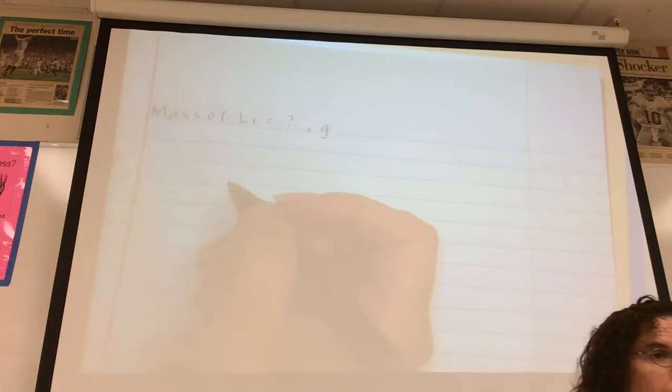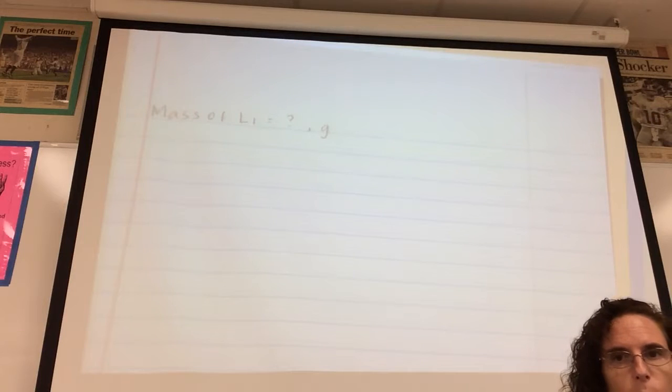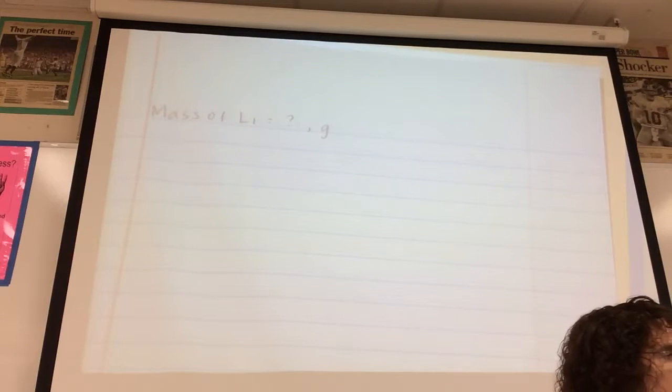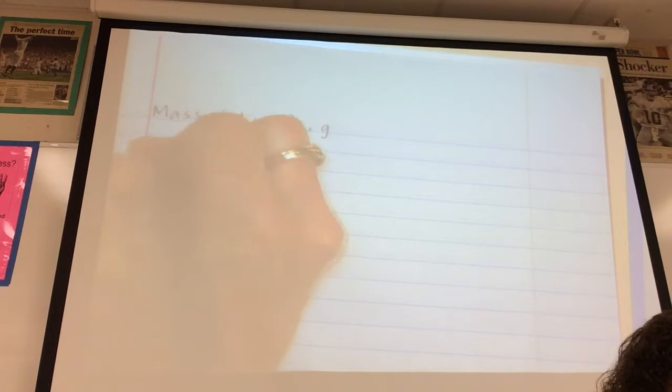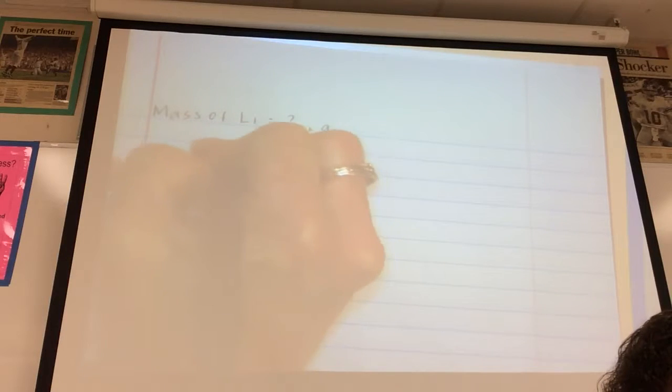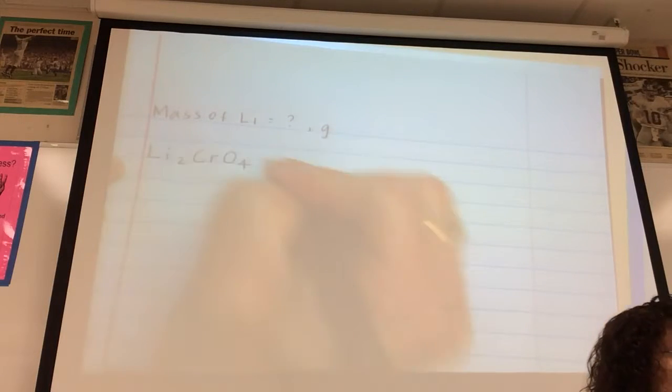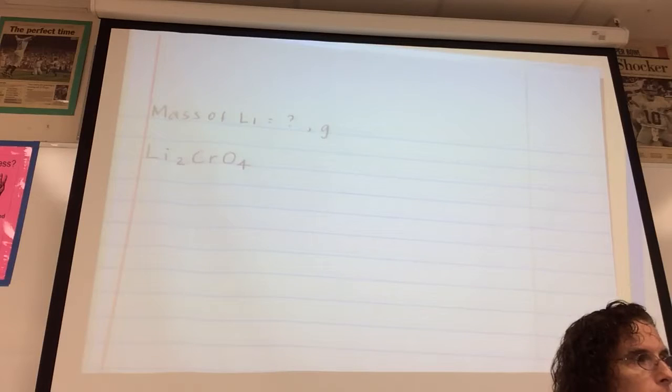Okay. In order to approach this, the first thing we have to do is write the chemical formula. You are very good chemical formula writers. This, of course, is an ionic compound. So we have lithium chromate. You must write the chemical formula.